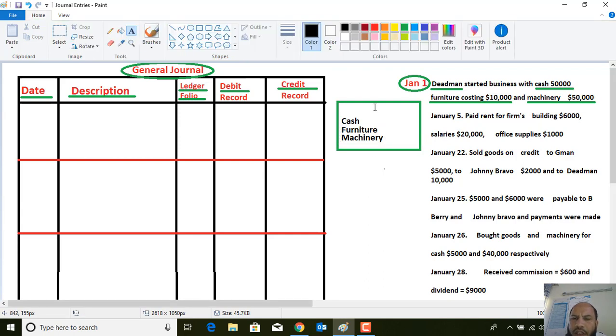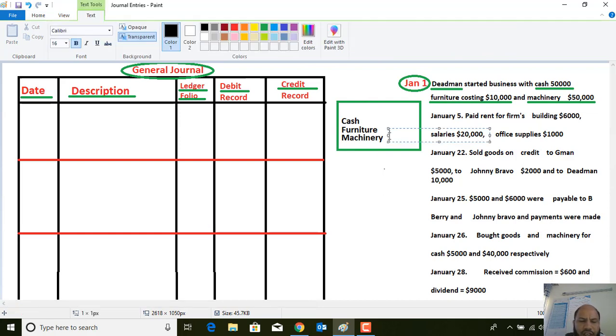Keep in mind, dear students, that this cash, furniture and machinery has been invested by Deedman. When Deedman is investing, this means that it is capital. So this is the Deedman capital, or investment amount. Deedman is a person who invested cash, furniture and machinery in the business.